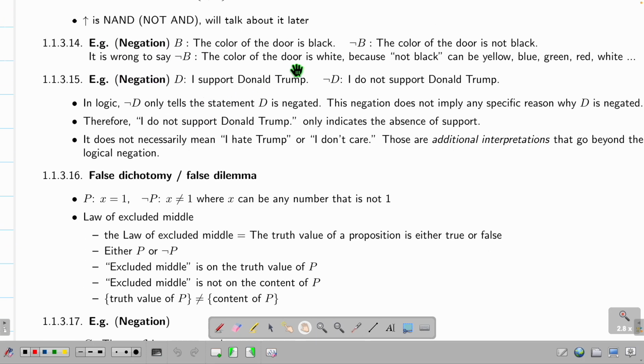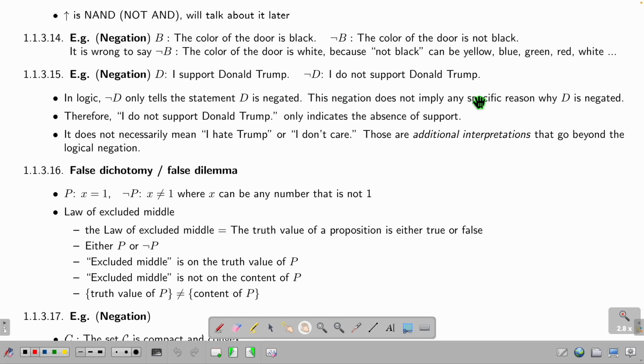And then here's an example. B, the color of the door is black. So I use B. What's not B? Not B means not black. You cannot say, oh, the door is white, the door is yellow. No, because not black can be yellow, can be blue, can be green, can be white, can be anything. And same thing. Let's say D means I support Donald Trump. What is not D? Not D just means I do not support Donald Trump. If you say that, no, that means I hate Donald Trump or I don't care, that's wrong. We are talking about logic. I just said I didn't support Donald Trump. It doesn't mean I hate him.